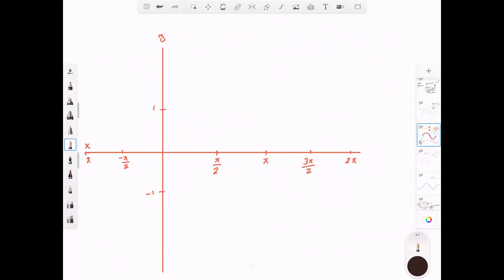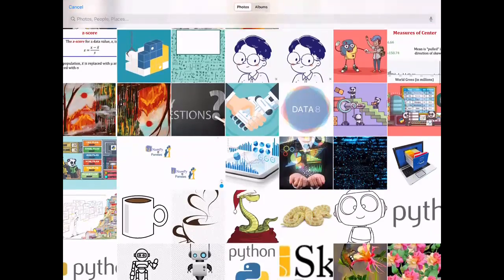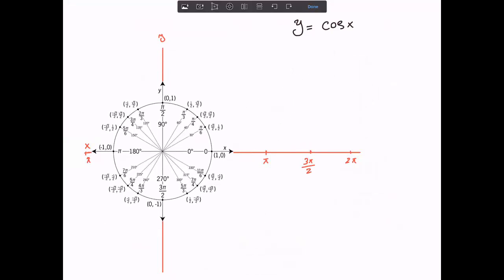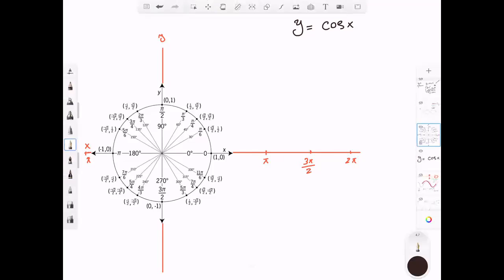Let's talk about cosine. y equal to cosine of x. Let me see if I can bring the unit circle. Where is the unit circle? That's a good place to put it. So we're going to graph y equal to cosine of x. Graphing means we need to create a table and find x and y. So I'm going to say x and y.